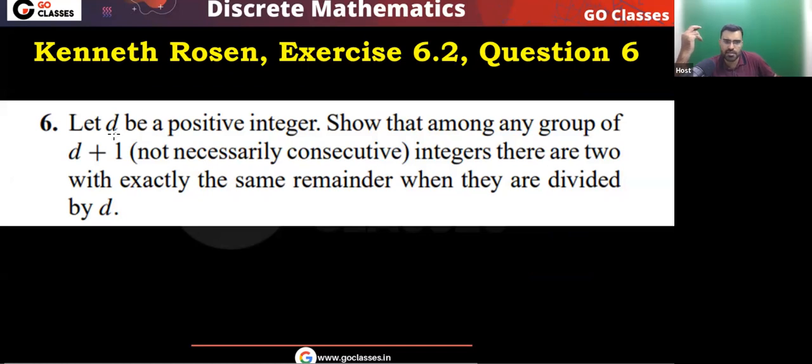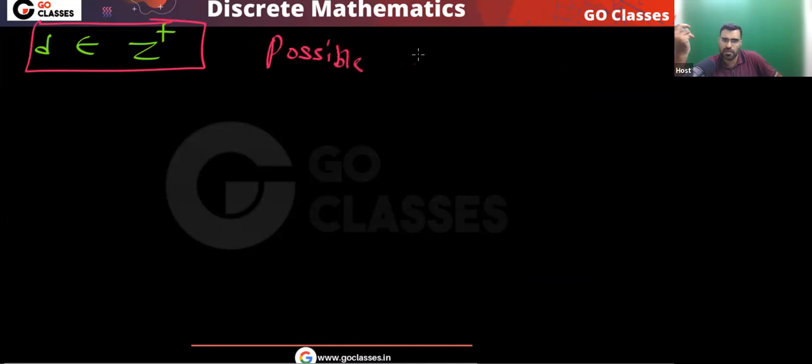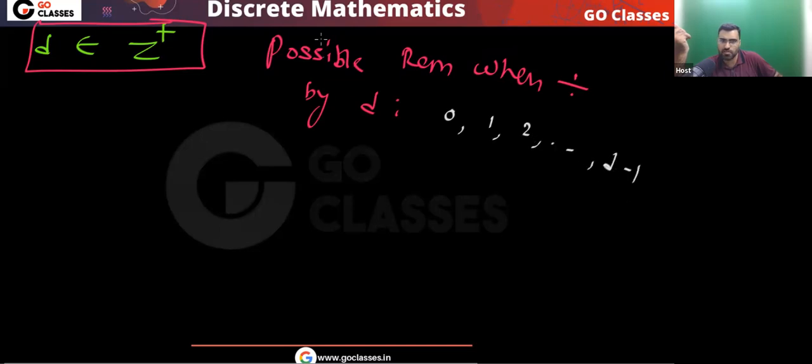This is a generalization, right? If d is a positive integer, then if you take d plus 1 integers, there are definitely two numbers with the same remainder. Yes or no? This is just a general result. Because, for example, d is some positive integer. Now, what are the possible remainders when you divide by d? These are the possible remainders: 0, 1, 2, and so on, up to d minus 1.